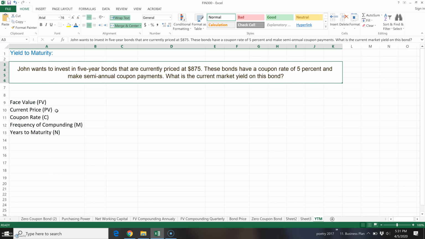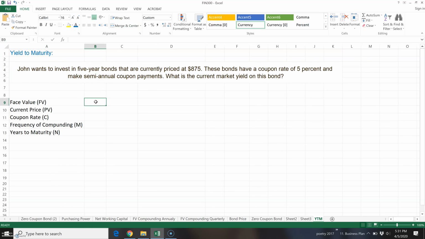John wants to invest in 5-year bonds that are currently priced at $875. These bonds have a coupon rate of 5% and make semi-annual coupon payments. What is the current yield on this bond? Based on this example, we can enter the data relating to a few of the variables.